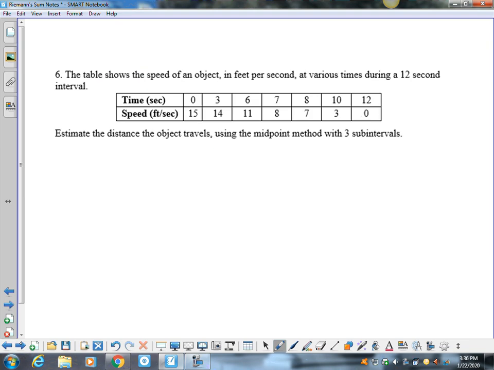Number 6, the table shows the speed of an object in feet per second at various times during a 12-second interval. Estimate the distance the object travels using the midpoint method with 3 subintervals. And again, it gives me a table, so I have to use this table regardless of how much it goes up by. And I can see, like right here, it's going up by 3, and that's going up by 3, and that's going up by 1, and 1, and 2, and 2. So this is not evenly divided, but I have to use the table. And if I want 3 subintervals, then I'm going to go here.